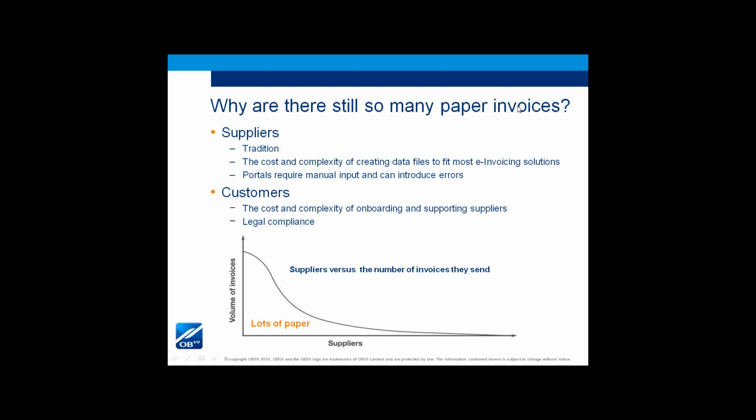It doesn't mean we have done it yet. So there's still a large number of paper invoices around. Why is that? Well, if you look at, for instance, suppliers, suppliers produce nuts and bolts, or they lease cars, or they provide you with temporary personnel.